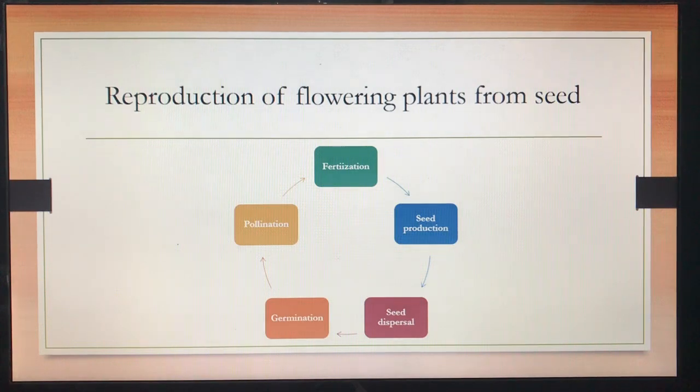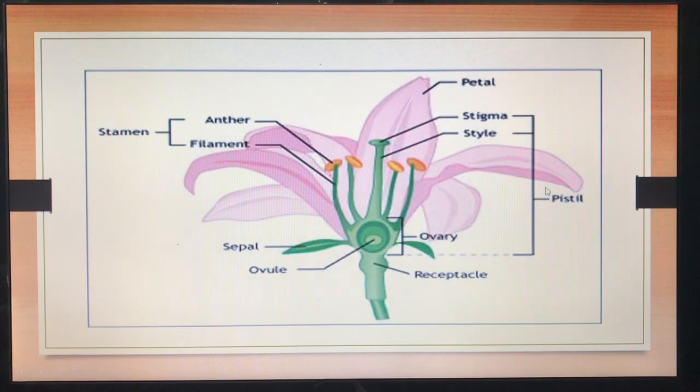What is the process of a flowering plant? They will start from pollination, then to fertilization. Then once they bear fruit, they have seed production. And in order to continue breeding, they will have seed dispersal. And then the cycle will continue again from germination. Now, flowers are the reproductive parts of a flowering plant.